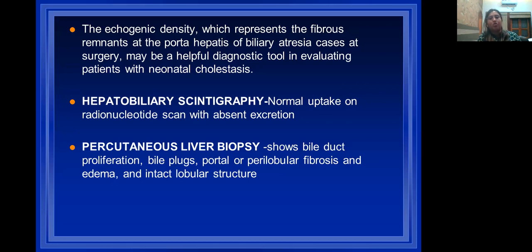So ultrasound helps us to find the fibrous remnants or any remnants at all of biliary atresia.